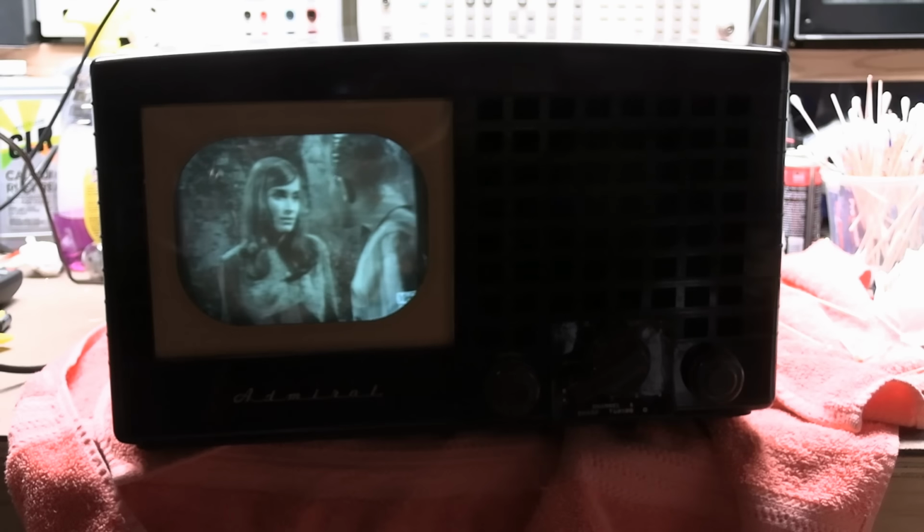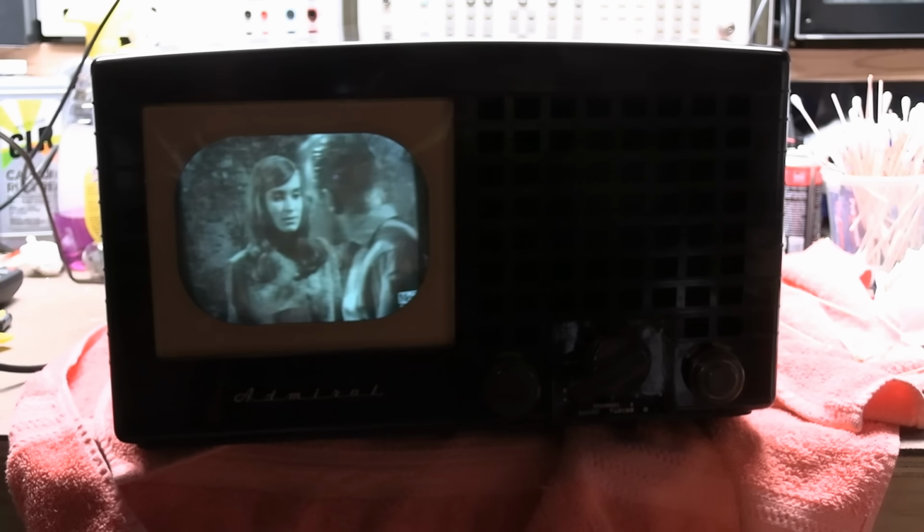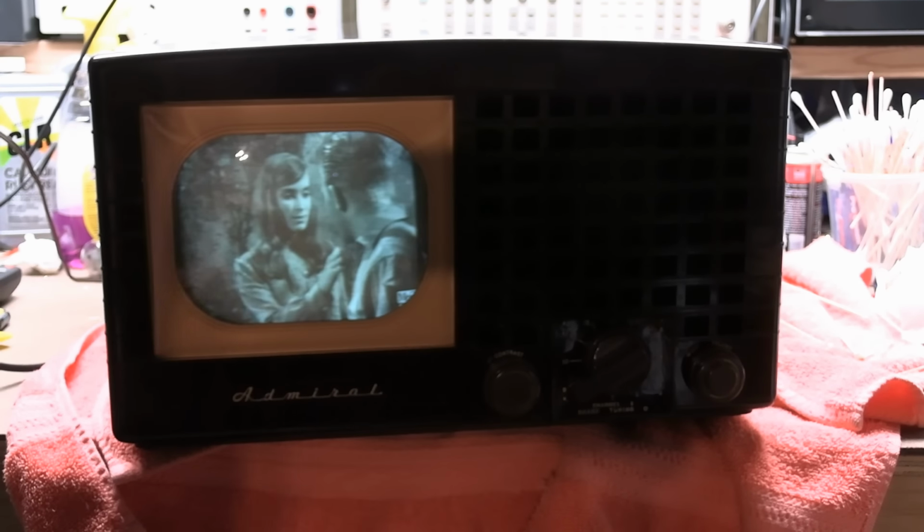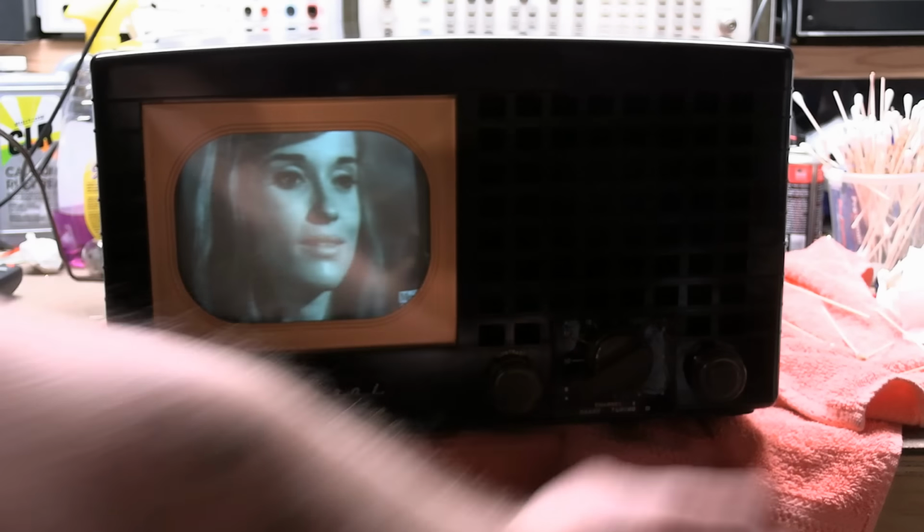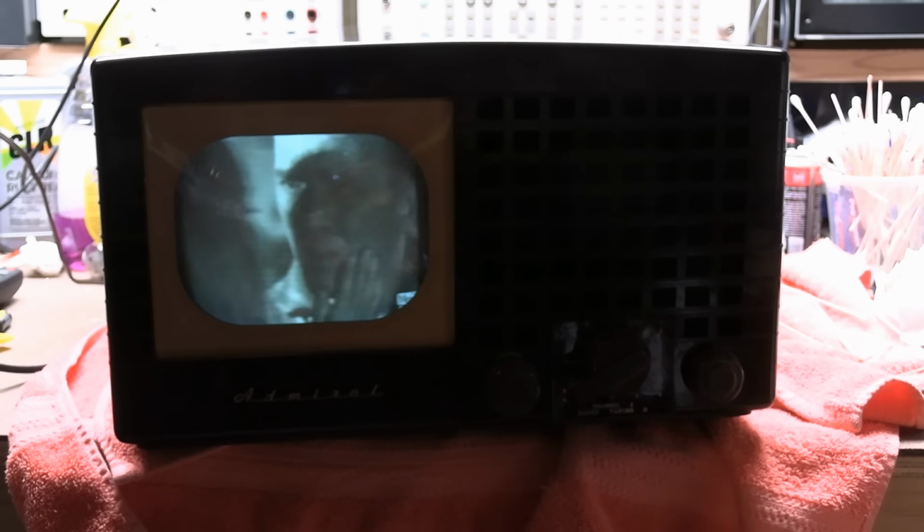Here we are after about 100 Q-tips and toothpicks. I got the grill cleaned off quite well, and the set is playing very well. So, it's going to be a wrap for this project.